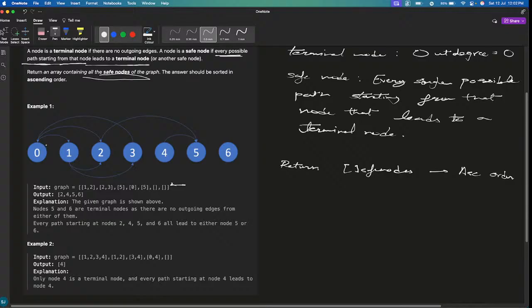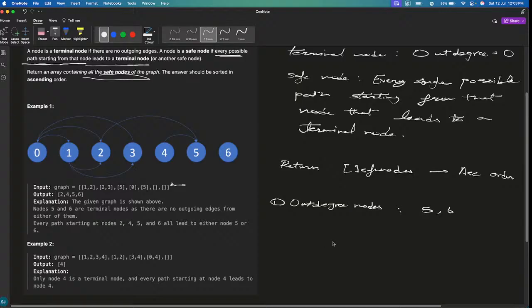Our goal right now is to find the nodes with out degree 0. So they are, sorry, they're just 5 and 6. There is 5 and there is 6 with 0 out degree. The rest of them have non-zero out degree. Okay, now we have to find the safe nodes.